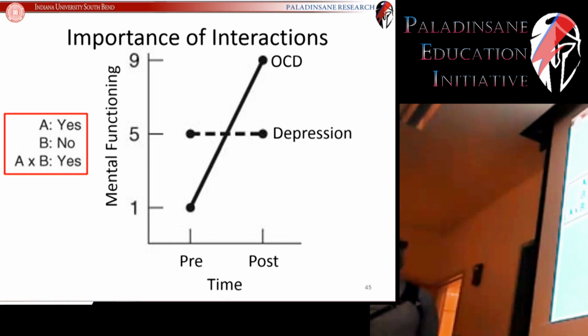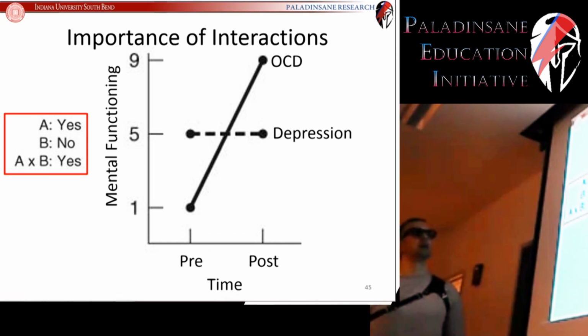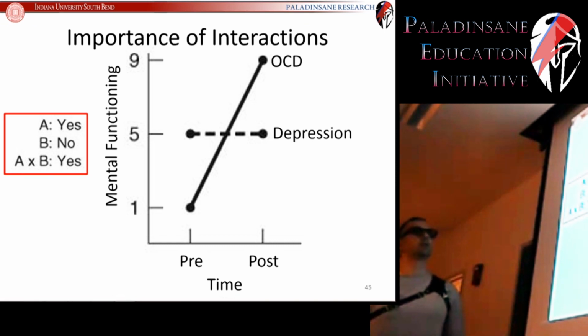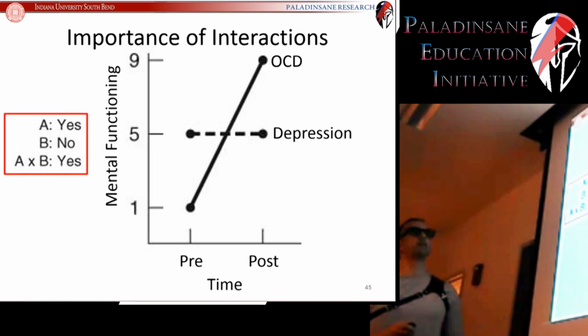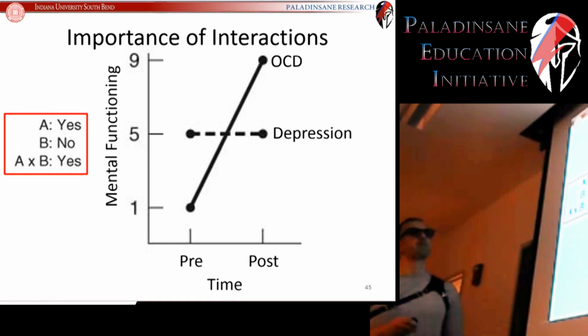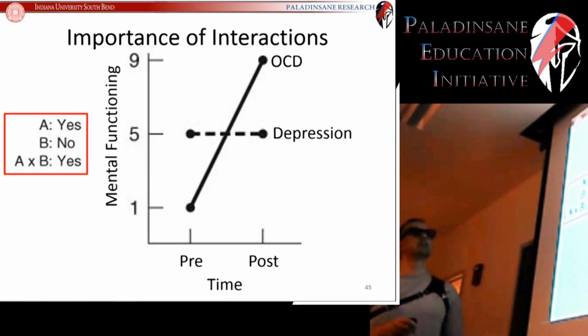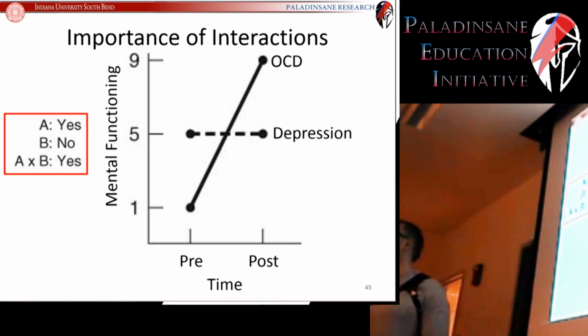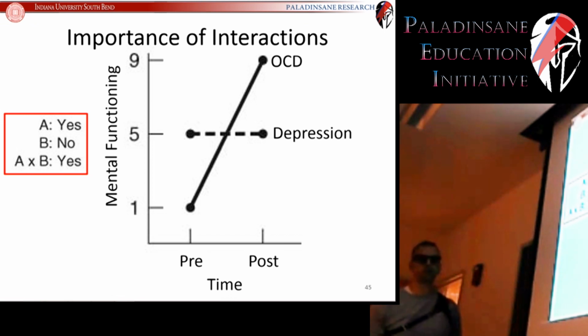So in this case, your OCD patients, they started off with really low mental functioning before the drug. After the drug, their mental functioning skyrocketed, right? It went from 1 to 9. Your depression individuals, they started with a medium level of mental functioning, and your drug did nothing. It did nothing for these individuals.